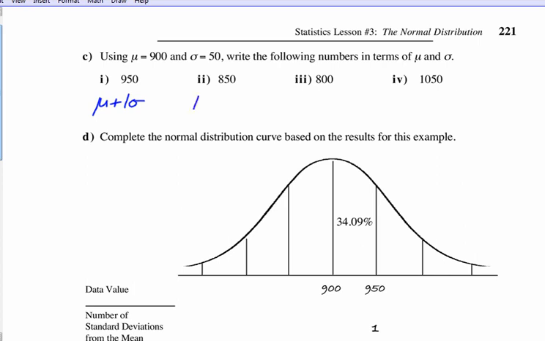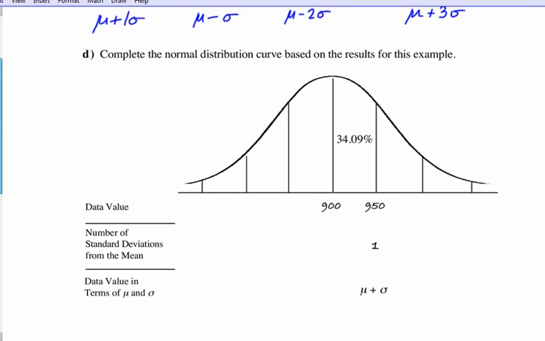850 is our mean minus 1 standard deviation. 800 would be our mean minus 2 standard deviations, so we want to subtract 2 times 50, or 100. For 1,050, we take our mean, which is 900, and we want to add 150 to it, so that would be 3 standard deviations. So complete the normal distribution based on that.